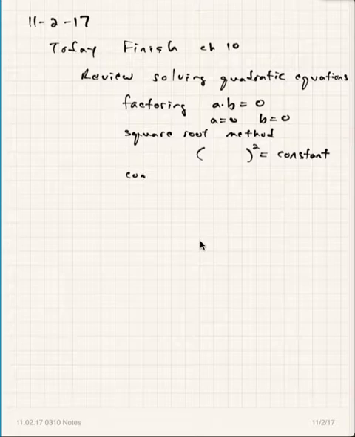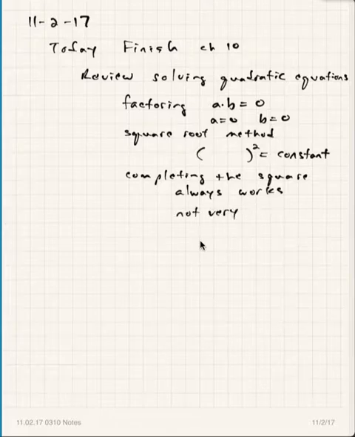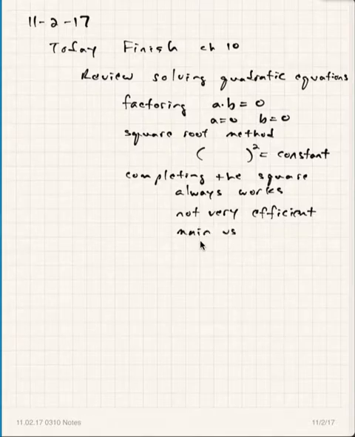And then we have two other methods, completing the square. Completing the square always works, first of all. That's one thing, but it's not very efficient in most cases. It is not necessarily the easiest method to use. This is a way of forcing all quadratics to be solvable by the square root method. Its main use is not for solving quadratic equations.